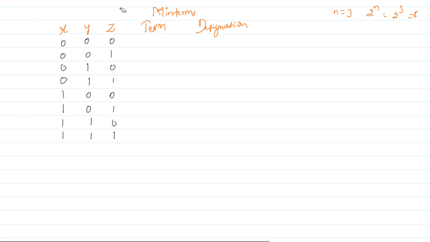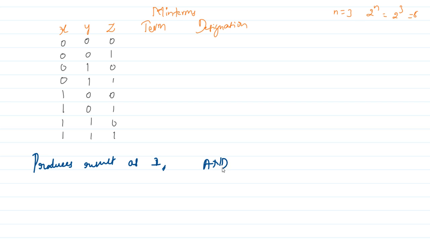You understand this? It produces result as 1. You remember this. And mean terms are always an ANDing operation. These two are very important. Mean terms are always an ANDing operation which produces result as a 1.